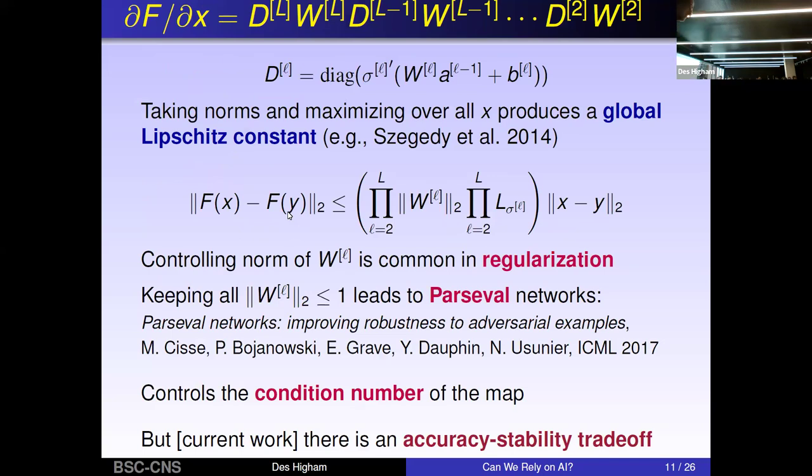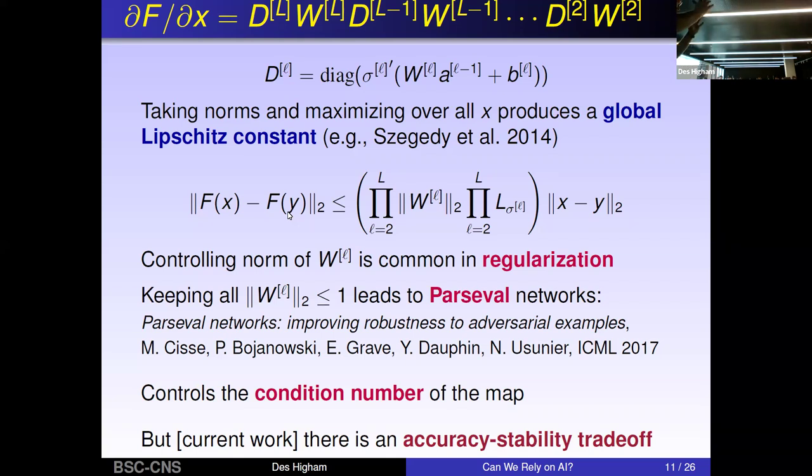And one thing you can do, which was done quite early on when these people in AI were looking at sensitivity, one thing you can do is just take norms. So on the left there in that inequality, that's the change in the output when you change from X to Y in the input. So how much can the output change relative to x minus y on the right-hand side?